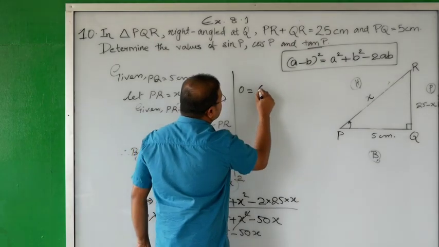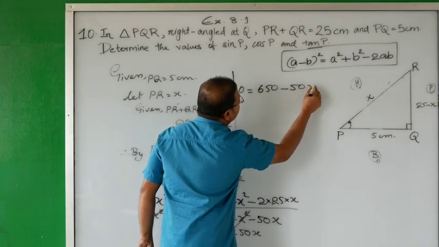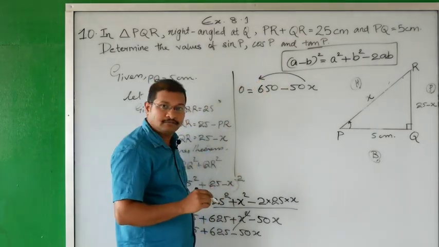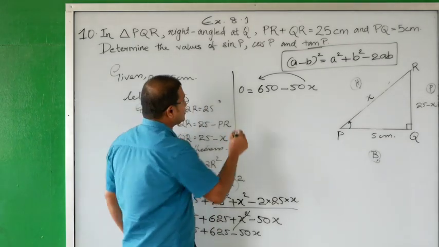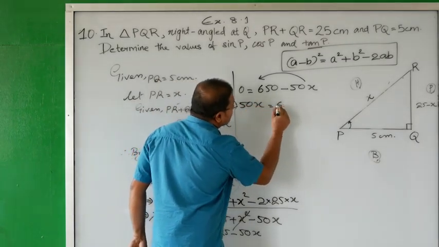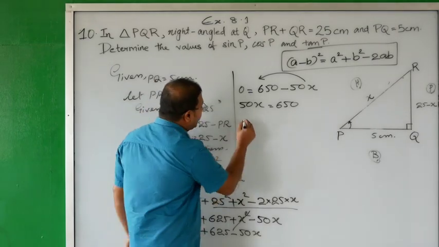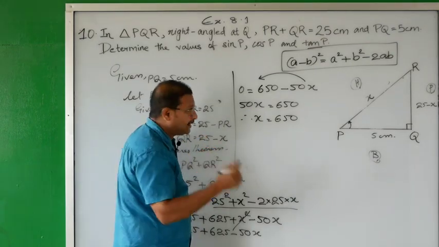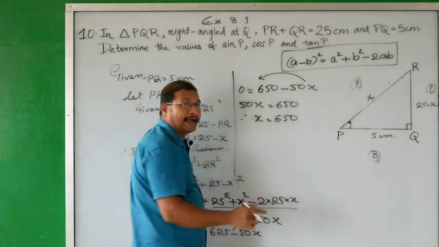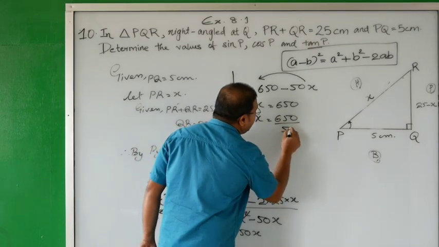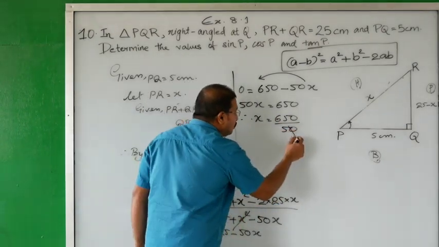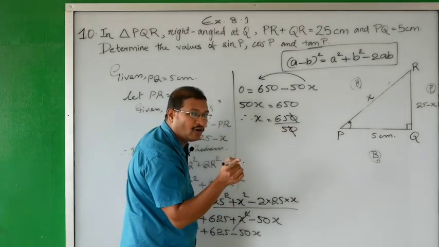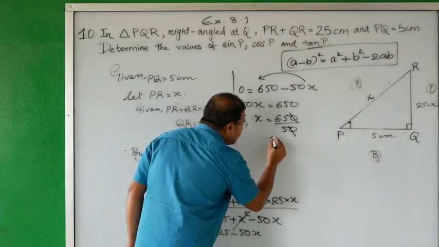650. 650 minus 50x. Next step, minus 50 will carry to left side. Minus comes to next side, plus. That means 50x equals 650. Ready? Therefore, x equals 650 and 50x means what? Multiplying. So this multiplication goes next side, divide. That is divided by 50. Ready? Now both numerator and denominator 0, 0 will cancel. Now upside and downside means numerator and denominator will cancel by 5. So we'll cancel by 5.